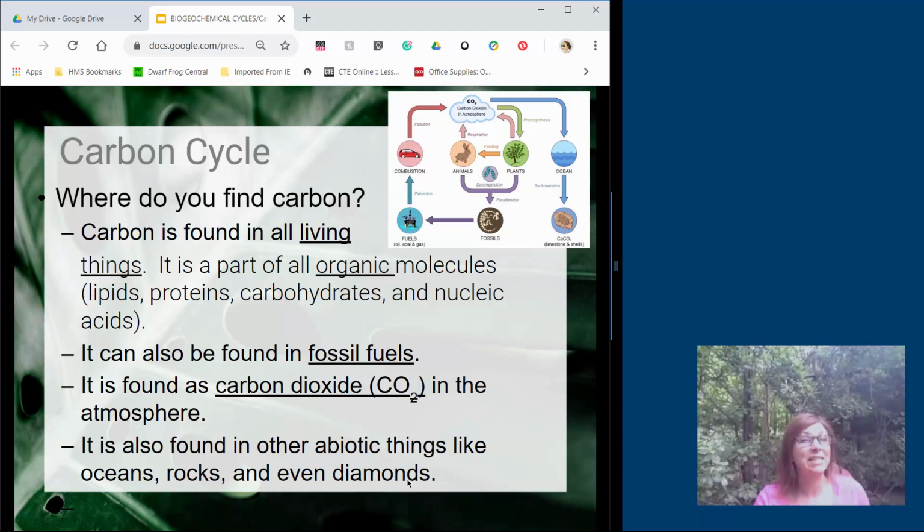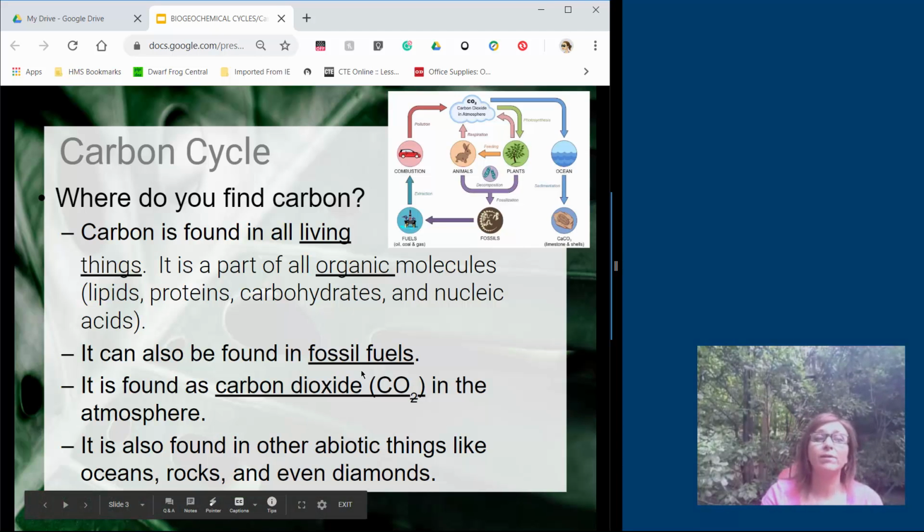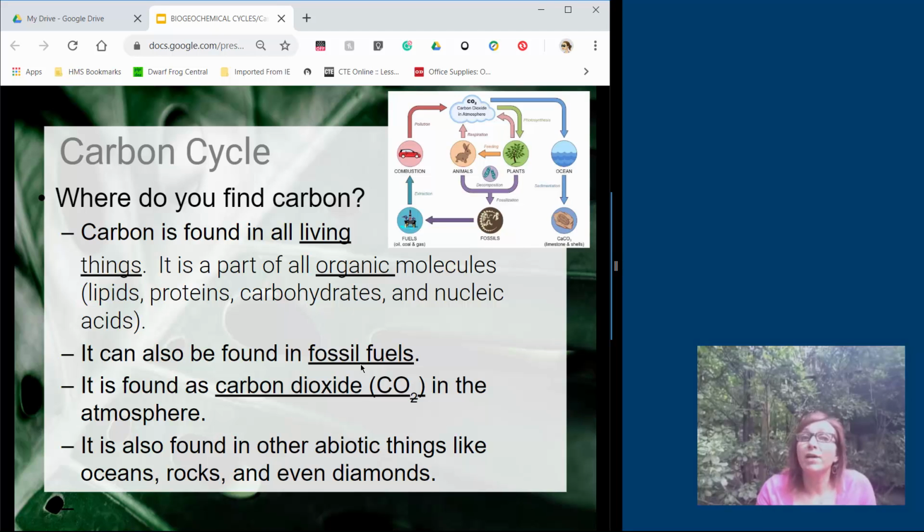And then since it is in living things, it can also be found in fossil fuels. Because remember, fossils were once living. And so when they die, and eventually if they do develop into fossil fuels, then they're still going to have carbon there. And that's why when we burn them, it releases some of that carbon back into the atmosphere.